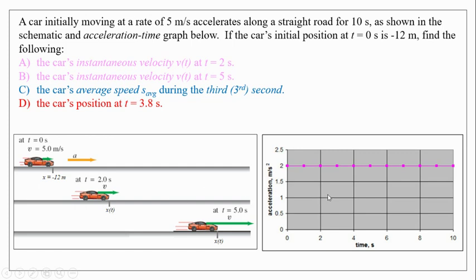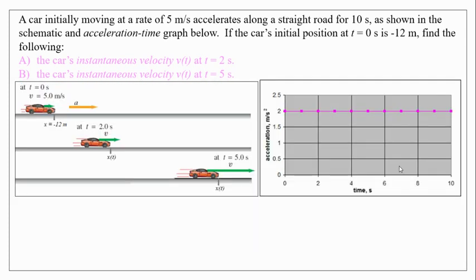All right, the acceleration time graph here gives us that the acceleration is uniform, a constant 2 meters per second squared, because this purple line is just a straight horizontal line that indicates that the acceleration stays constant. Not the velocity, but the acceleration. The rate of change in velocity stays constant. All right, so let's knock out these different parts.